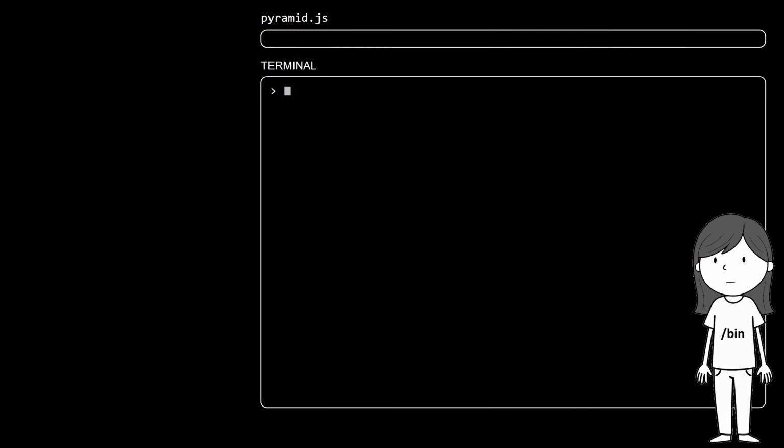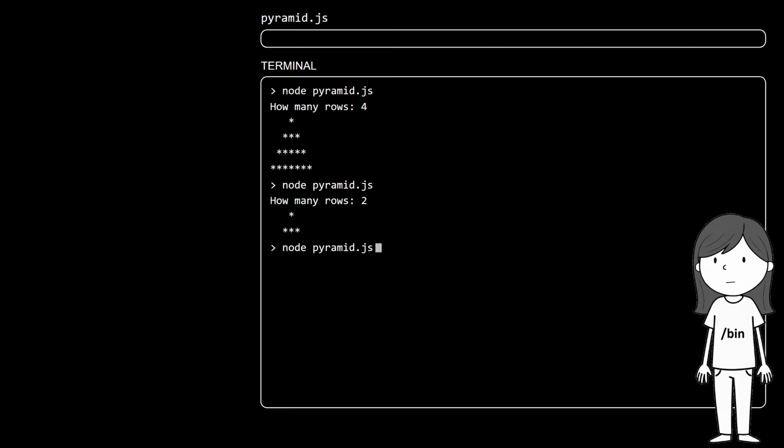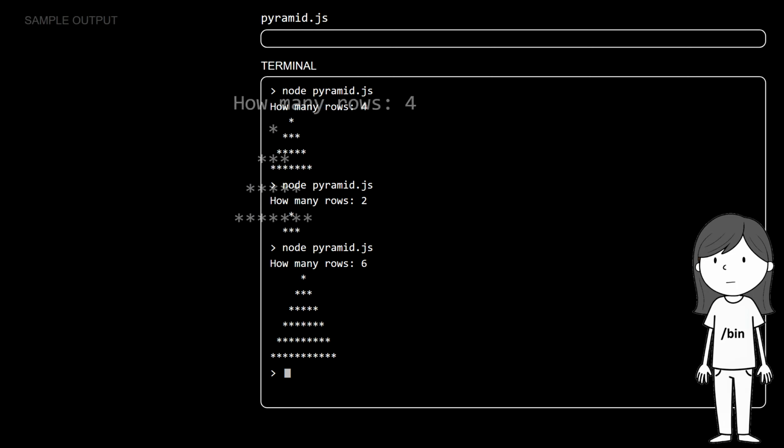For our pyramid program, we want to input a number from the user and print some output, so we'll make a terminal program called pyramid.js with Node. If we type node pyramid.js and press enter, it asks us how many rows in the pyramid. So if we enter 4 and press enter, the program prints a 4-row pyramid of asterisks. If we input 2, it prints a 2-row pyramid. If we input 6, it prints a 6-row pyramid, and so on. Let's put the sample output with 4 rows on the side here so we can refer to it as we work on this problem.